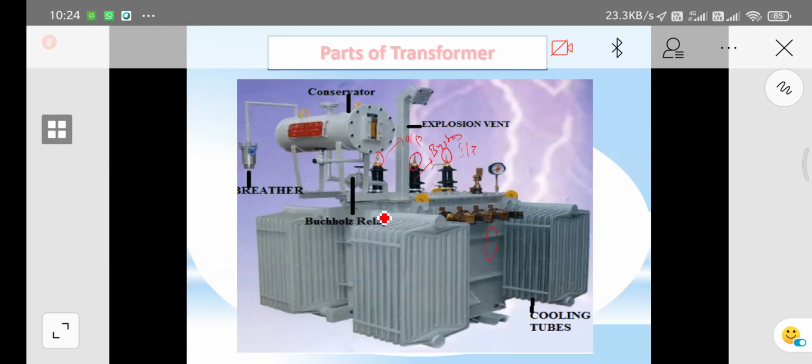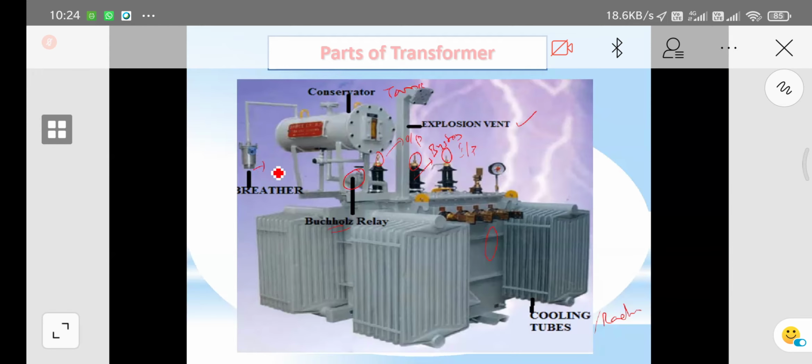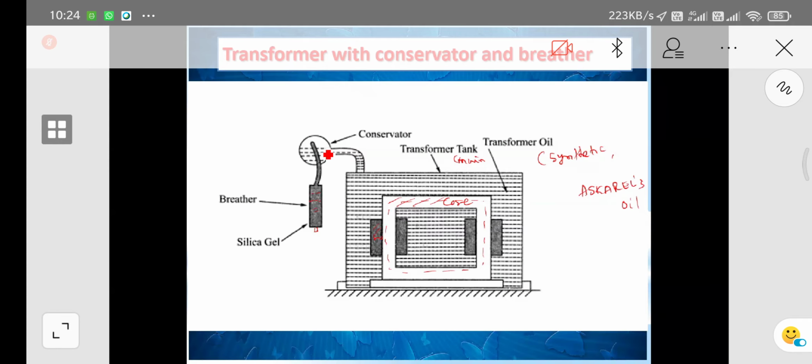Okay, another part is the explosion vent here. These are the cooling tubes, or radiators. This is the Buchholz relay, which we will discuss later. This is the conservation tank. Along with the conservation tank, a breather will be there, and in the breather there will be silica gel. And this is the main tank of the transformer.